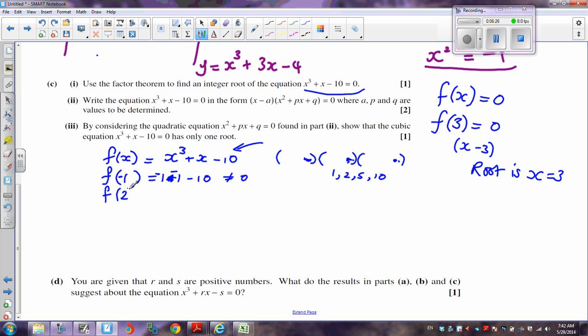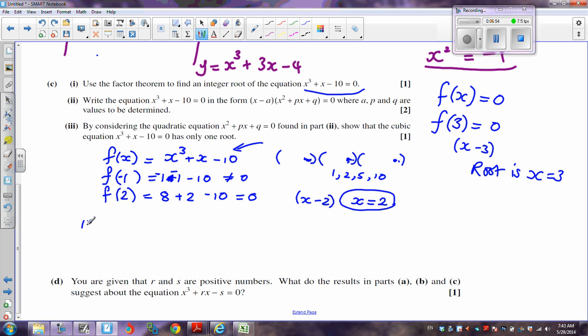Okay, let's try f of 2. So f of 2 is going to be 2 cubed, well, that's 8, plus 2, take away 10. Aha, 8 plus 2 is 10, 10 take away 10 is equal to 0. Now that means that x minus 2 is a factor of x cubed plus x minus 10, which means that a root is going to be x equals 2, which is an integer. So I've done the first part.